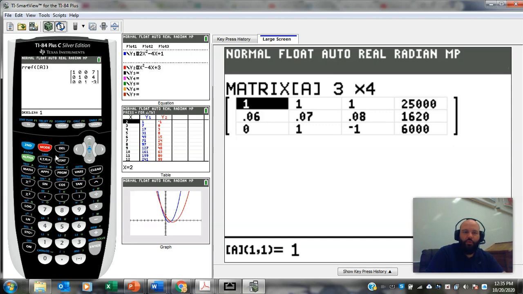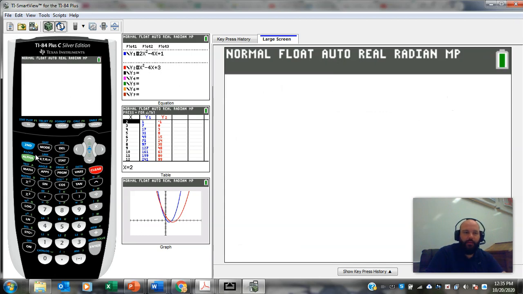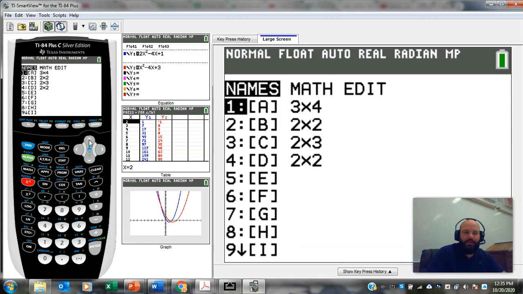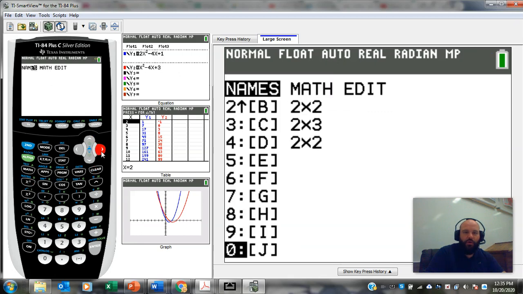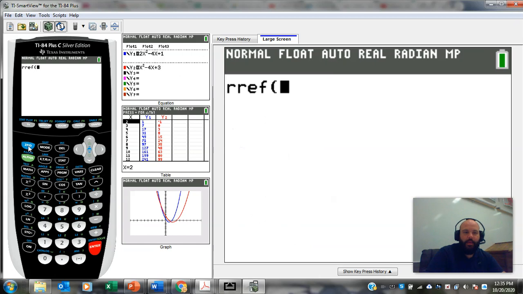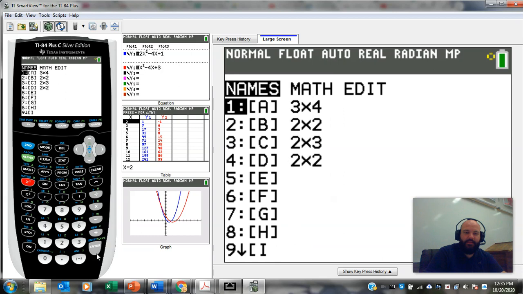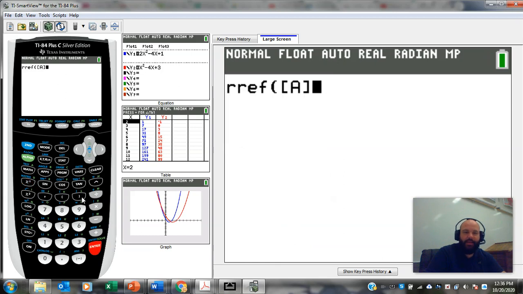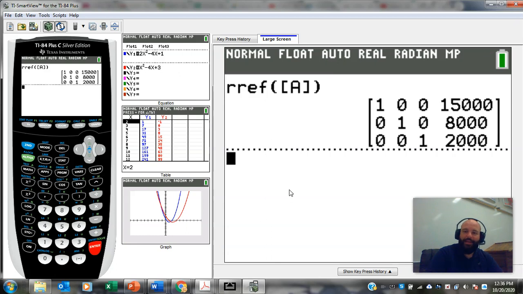I'm going to quit, go to the home screen. I'm then going to hit second matrix. I'm going to scroll, actually first I have to go to math. Then I'm going to scroll all the way down to reduced row echelon form. Hit enter. One more time, second matrix, and then choose matrix A and close the parentheses. So now we're telling the calculator to find the reduced row echelon form of matrix A. Matrix A is where we put all of our information in. We hit enter, and you can see the answer.